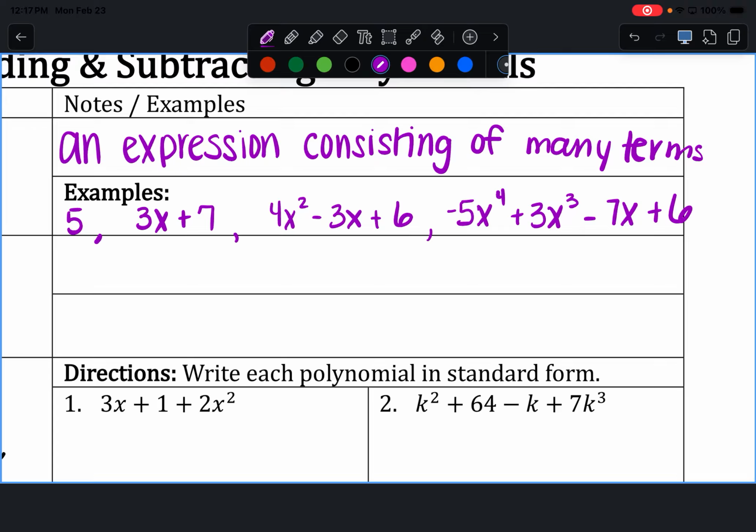Do the terms, like the variable, have to be the same? No, it can be multiple different variables.